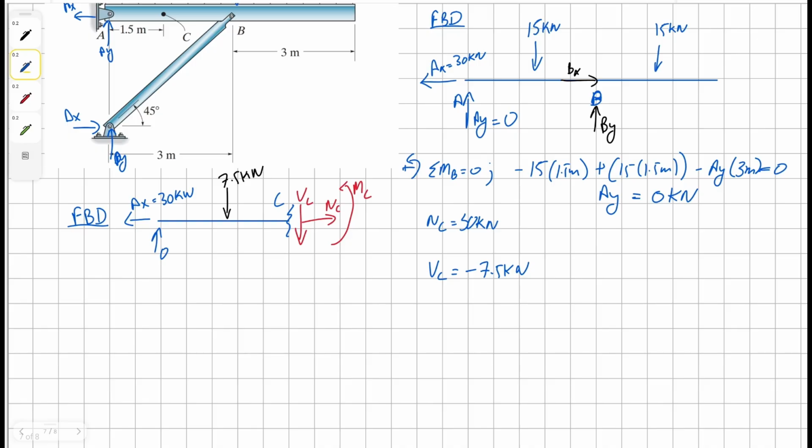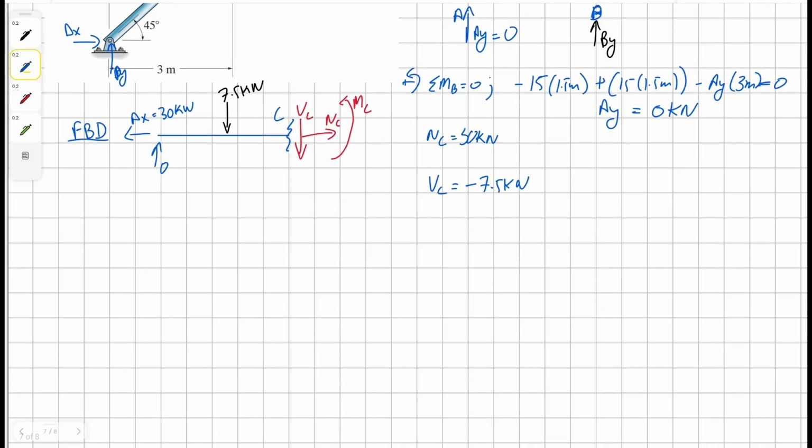And finally our moment, for that we can use our moment equation. So all we have to do is take moment about the point C. We can have our unknown moment C. And then we have our counterclockwise 7.5 kilonewton, and it's 0.75 meters away. And all of this is equal to 0. Solving for our moment at C, we get a solution as negative 5.625 kilonewton.